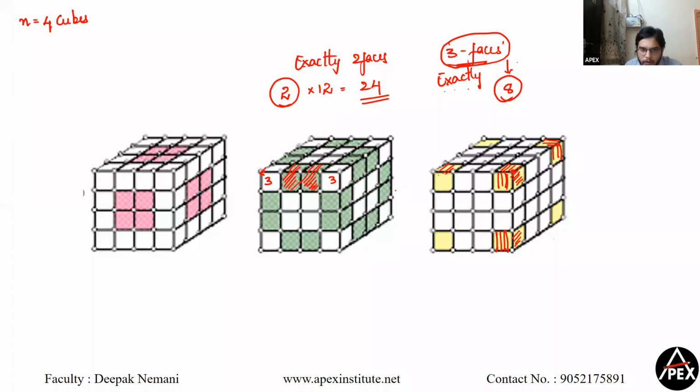Now if I consider this edge, this cube will have front face painted and left face painted. If I consider this edge, front face painted and right face painted. This edge, top face painted and right face painted, and so on. So each edge will be having only 2 cubes with 2 faces painted.